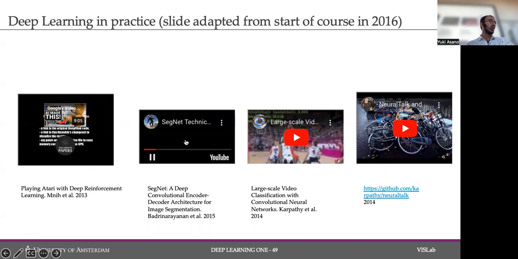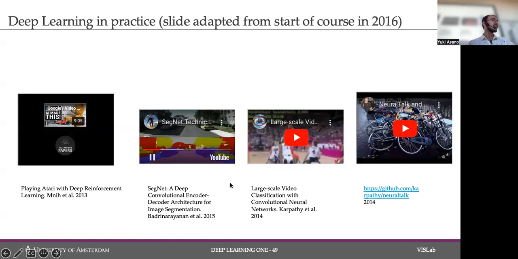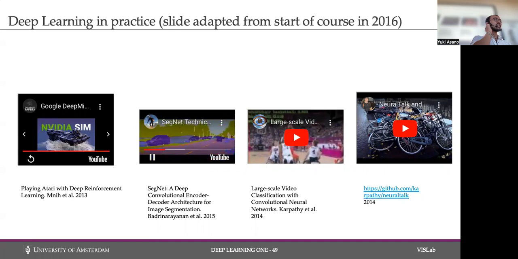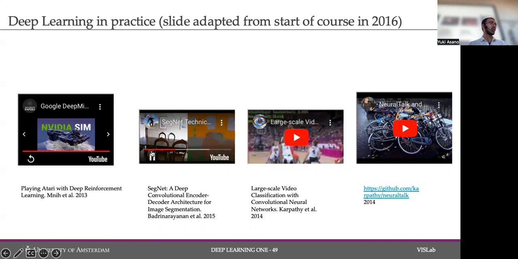In this case, it's about semantic segmentation. So it tries to give each object a different color. You can see it's very noisy. You wouldn't want to get into a self-driving car that's using this sort of technology. It's because it's from 2015, actually. Nowadays, this works a lot better.